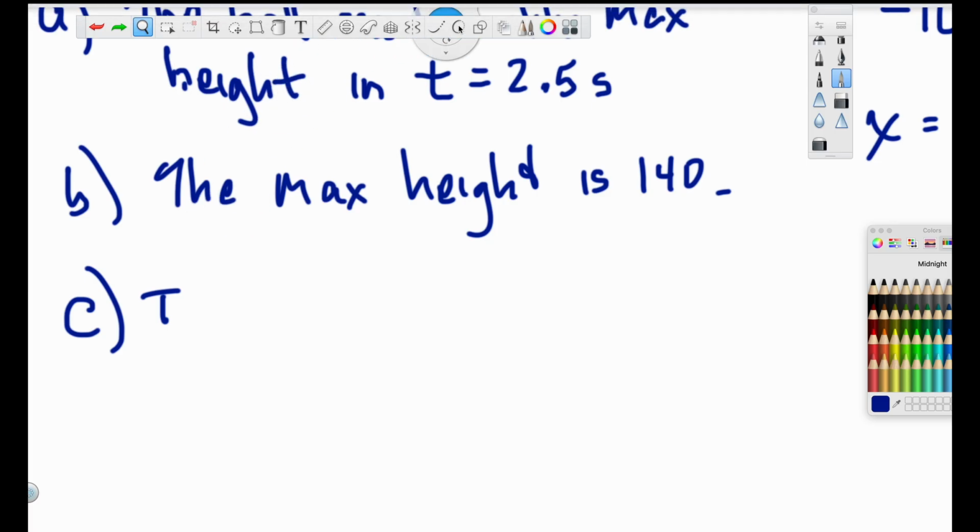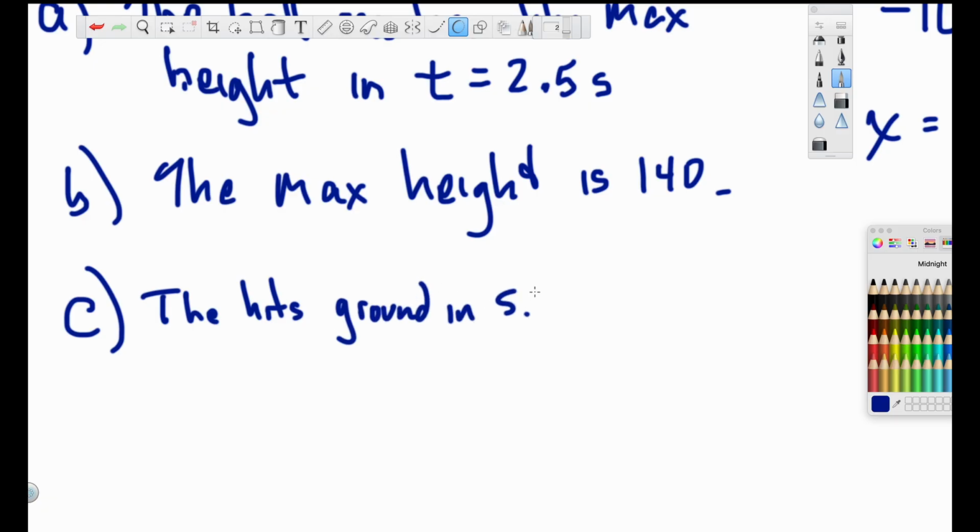The ball hits the ground in 5.45 seconds. Okay, a little bit of physics there for you guys.